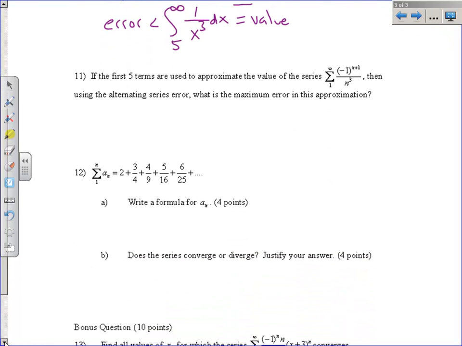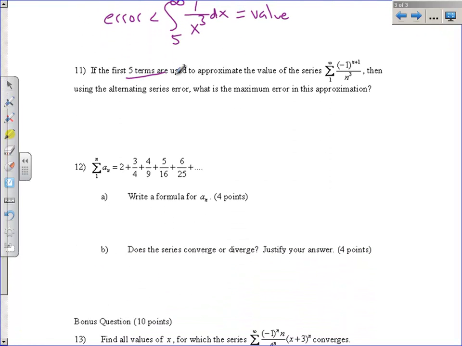All right, the next question here is if we have the first 5 terms of the alternating series, then using the alternating series error, what's the maximum error here? This is that easy error. And that one is we only have to look at that next term. So all I have to find is a sub 6. If we plug in 6 here, we're going to get 1/6 cubed, which I'm pretty sure is 216. But let's take a look at that again. Yeah, it's 216. So 1/216 is my maximum error there.